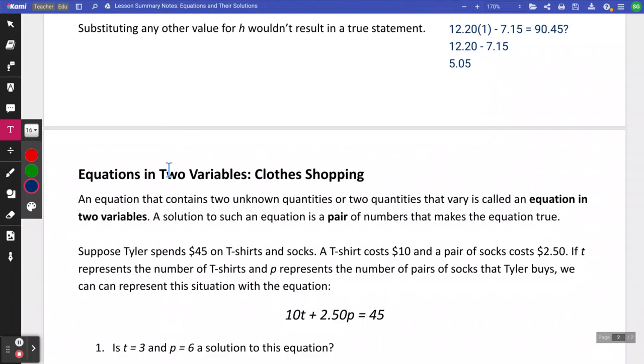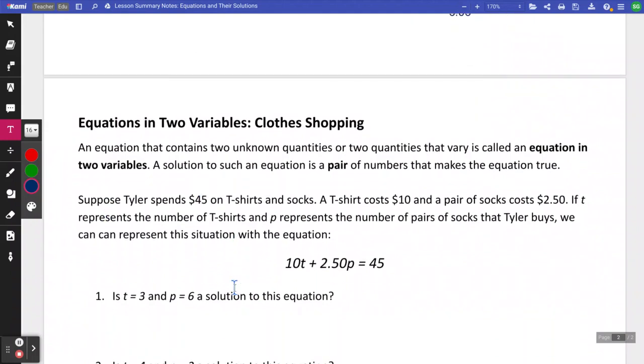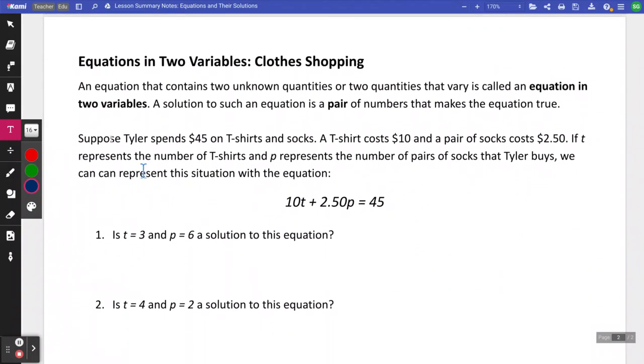To help us talk through solutions for equations in two variables, we're going to use this example right here about Tyler. So we've got, suppose Tyler spends $45 on t-shirts and socks. A t-shirt costs $10 and a pair of socks costs $2.50. If T represents the number of t-shirts and P represents the number of pairs of socks that Tyler buys, we can represent this situation with the equation 10T plus 2.50P equals 45.